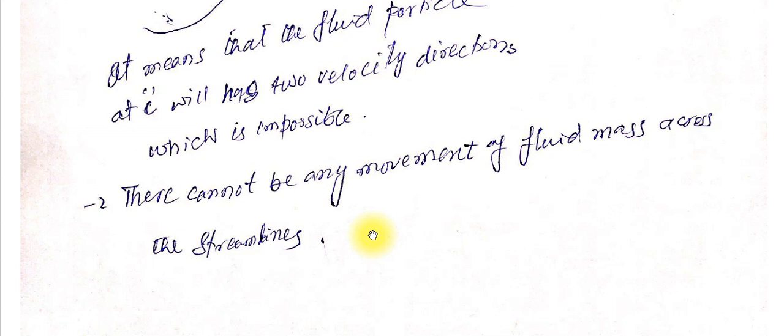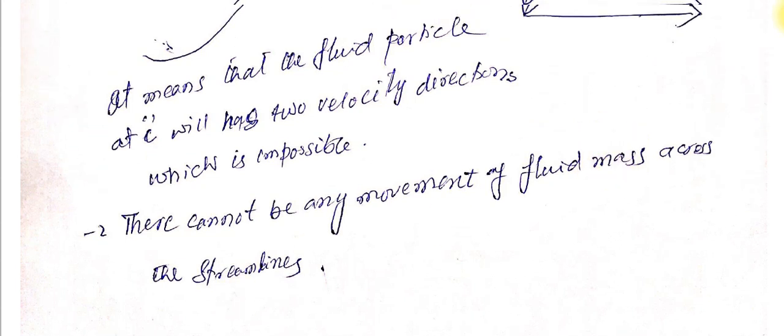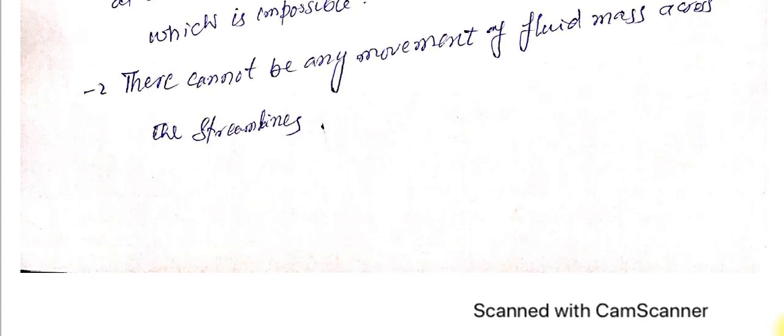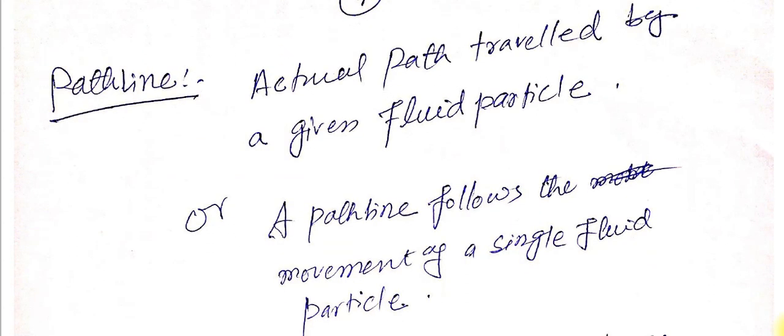There cannot be any movement of fluid mass across the streamlines. So this is the second property, that there cannot be any movement of fluid mass across the streamlines. Okay, so there is no movement across the streamlines.